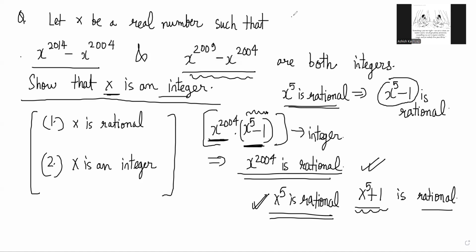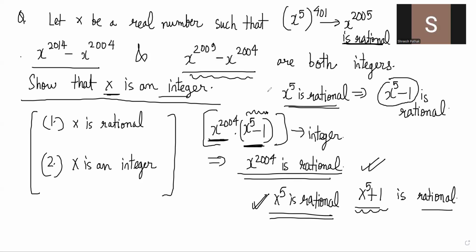If x power 5 is rational, you can raise it to the power 500 and you will get x power 2500. Actually, I don't need to raise it to the power 500. I need to raise it to the power 401, and you will get x power 2005, which is rational. Do you understand what I'm saying? Since x power 5 is rational, raising it to power 401 keeps it rational. Now we have x power 2005 is rational and x power 2004 is rational. So obviously the ratio of these two is what? X is also rational.